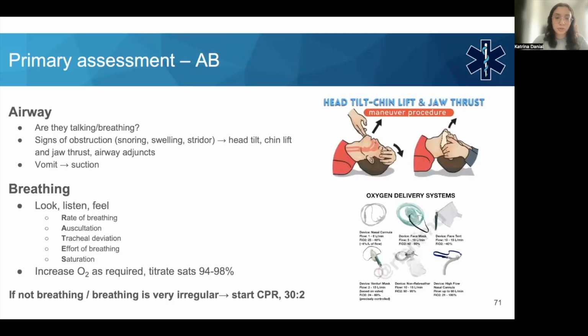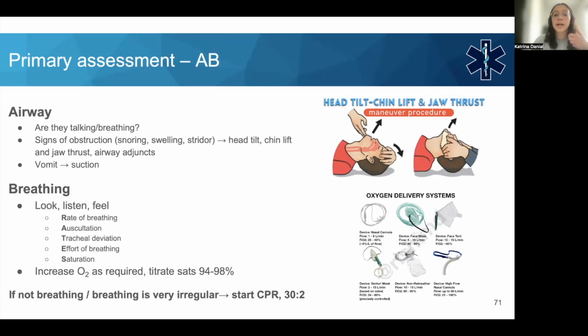Then, so we're up to A, so you want to check their airway. Signs that somebody has an intact airway, very simple, is they're talking, all right? Because in order to talk, you have to have an intact airway. If they're unconscious, you want to check, is there any obstruction? Is there something that they're choking on?